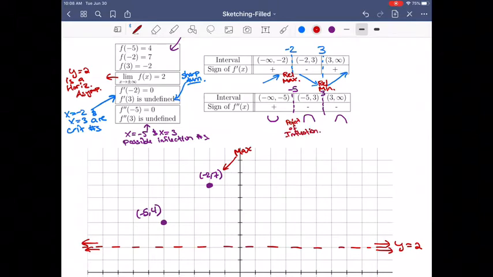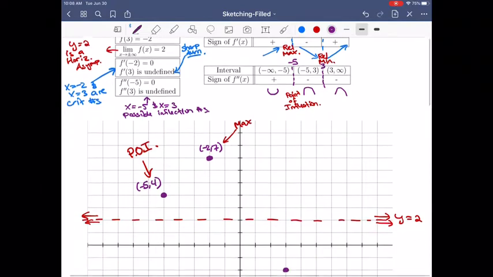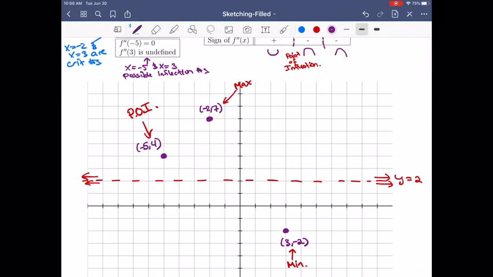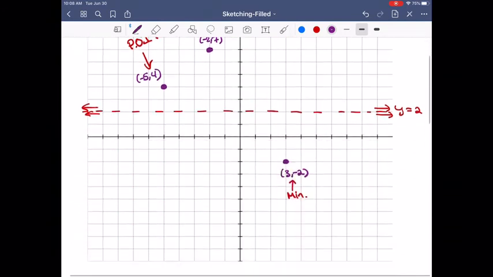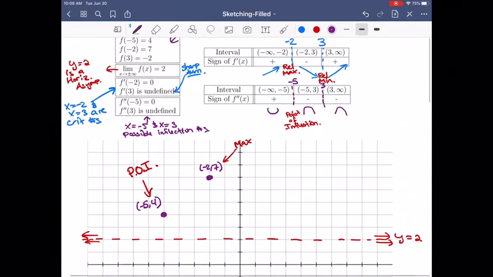Okay, so we know that this point here, I'm just going to abbreviate it, POI, is a point of inflection. So the concavity changes there. At x equals 3, though, it doesn't change, so that's not an inflection point. Okay, so we didn't get a lot more information that we can sketch immediately, but what I'm going to try to do down here in the bottom is combine these intervals.